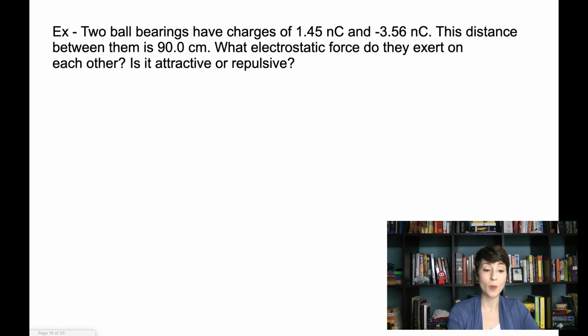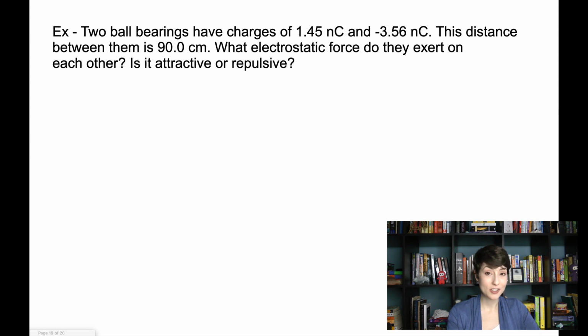Let's say we have two ball bearings, and they have charges of 1.45 nanocoulombs and negative 3.56 nanocoulombs. Now, if you're trying to remember what nano means, it means 10 to the minus 9. So these are very tiny charged objects. The distance between them is 90 centimeters. What electrostatic force do they exert on each other? Is it attractive or repulsive?